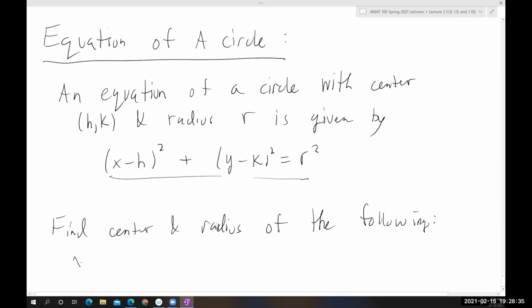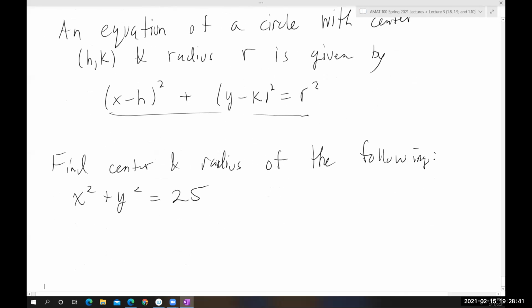So we have the equation x squared plus y squared is equal to 25. We want to put it in this form right here, and this will tell us what the center and the radius are. Well, x squared is the same as x minus 0 squared, right? We can add or subtract 0 and it will not affect the equation. And we can do the same thing with y. We could say y squared is the same thing as y minus 0 squared.